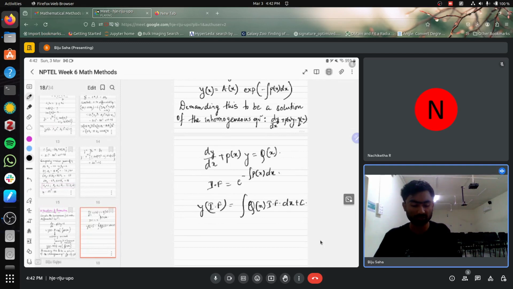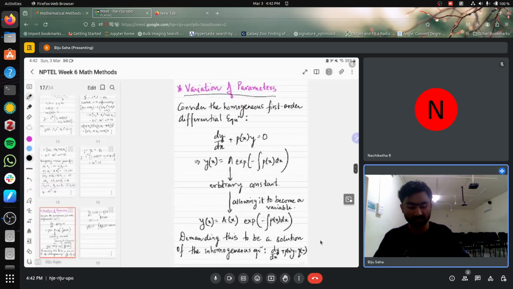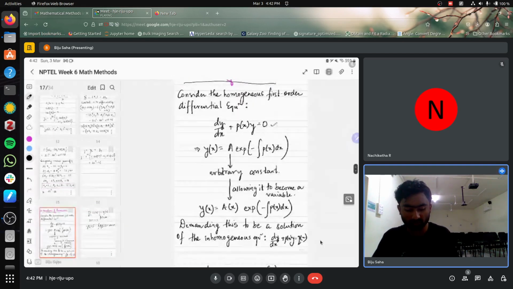So this is how the solution of an inhomogeneous first order differential equation looks. Let us have a brief review of that. If your first order differential equation is homogeneous, then using the technique of variable separation, this would be your solution. Here A is an arbitrary constant. So when you allow it to become a variable, let's allow that A to become a variable, that is, now your A is also a function of x.